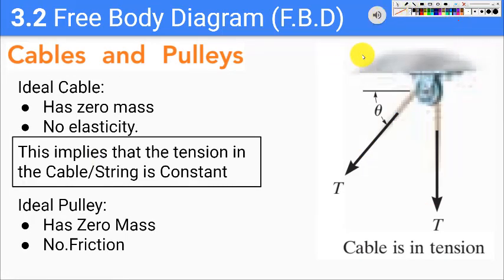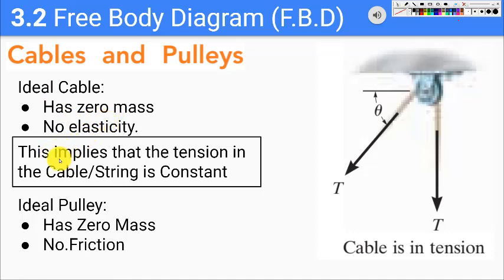So now another thing we have very frequently in our free body diagrams is cables and pulleys. Anytime we have cables, we would assume that these cables are ideal, which means that they have zero mass and they have no elasticity. So their length is fixed and they have no mass, which means that they have no inertia.